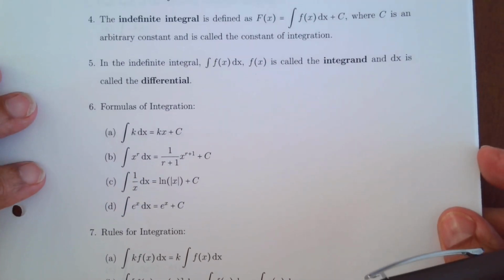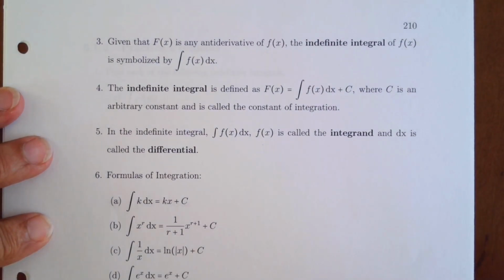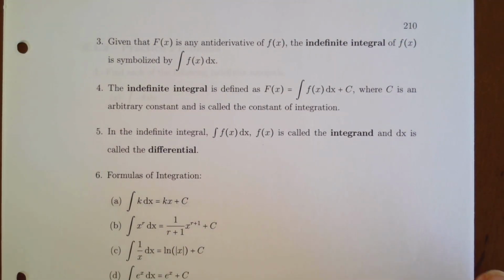All right, so number 3 says, okay, given that capital F, sorry for the barking dog. I don't know what they're barking at.